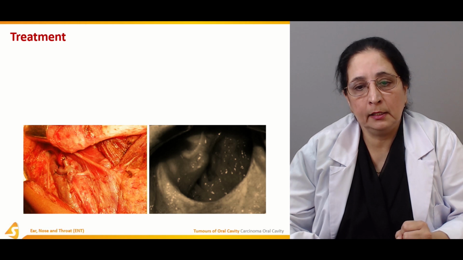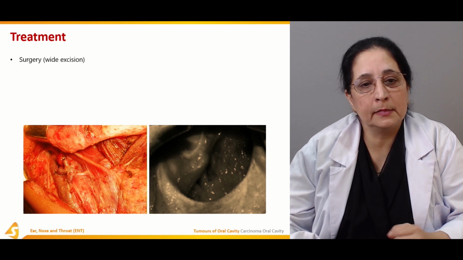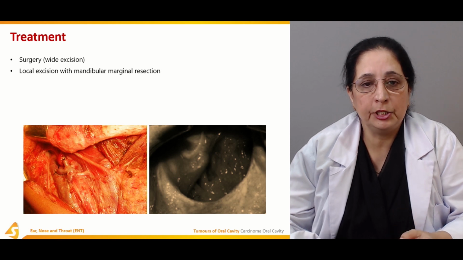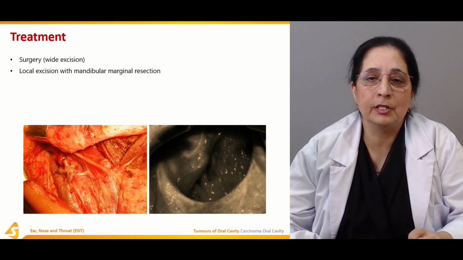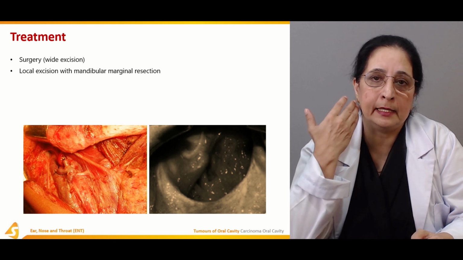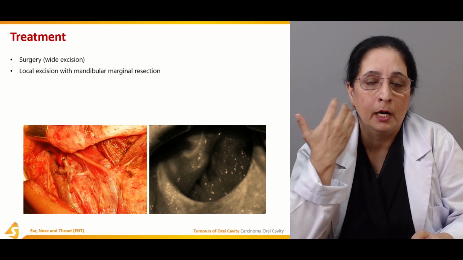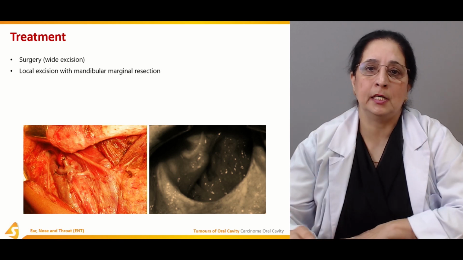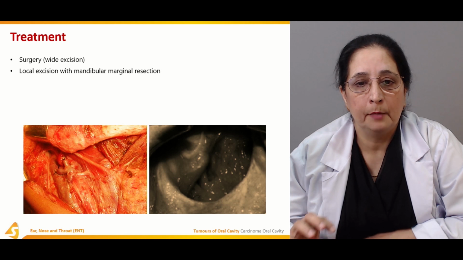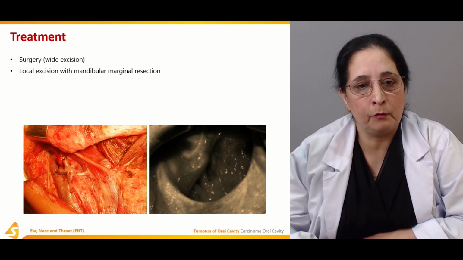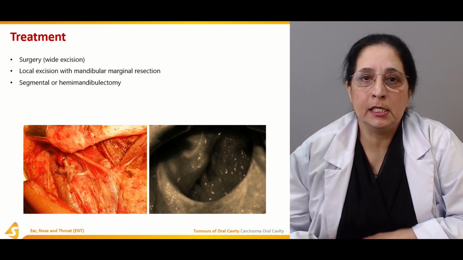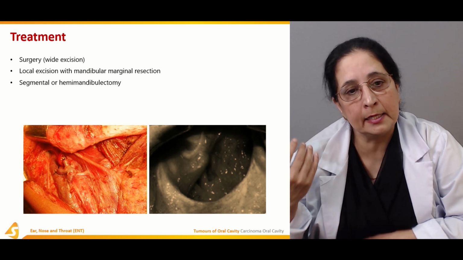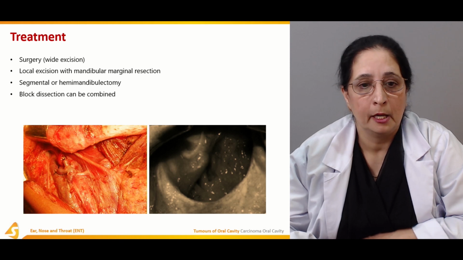Treatment of carcinoma of the gums is surgery. Wide excision is done. Local excision with mandibular marginal resection. So we said that the common site is the lower, behind the first molar. So mandibular resection is required if there is bony extension and involvement. Segmental or hemimandibulectomy, where half of the mandible is removed.